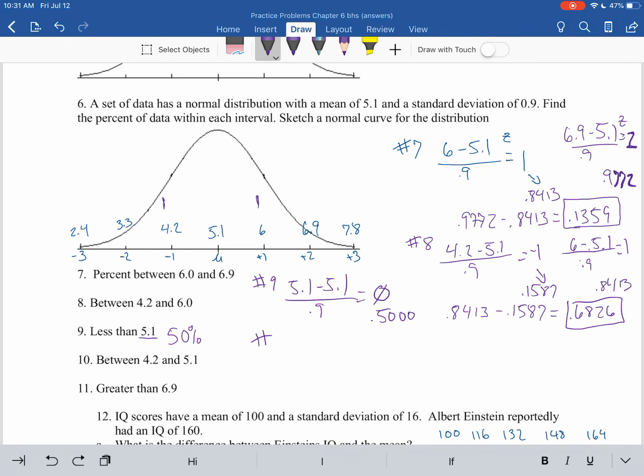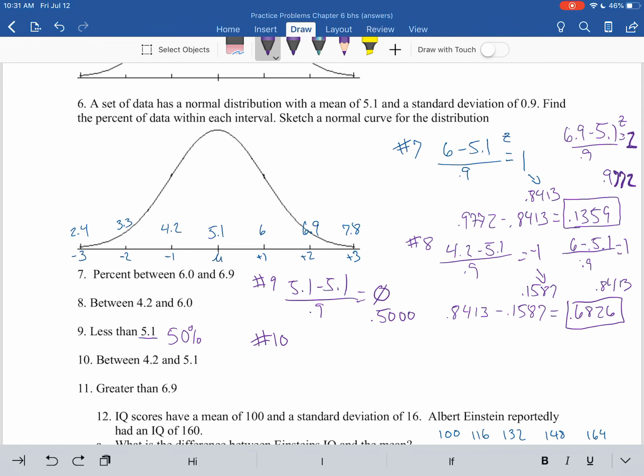Going to number 10. Number 10 is asking us to find between 4.2 and 5.1, so it's between -1 and 0 standard deviations away from the mean, which, if we know that from -1 to +1 is 68, and we're taking half of that, we know our value should be around 34%.